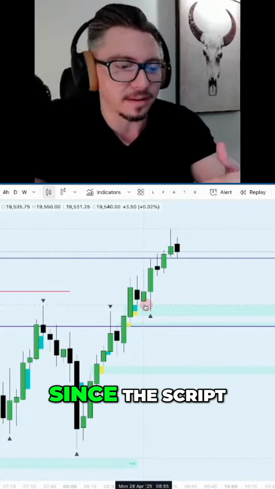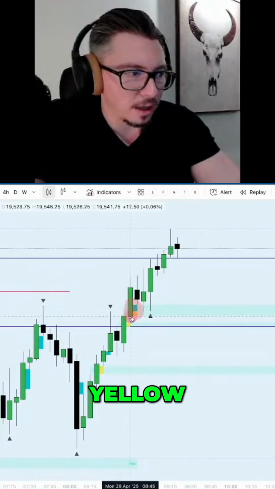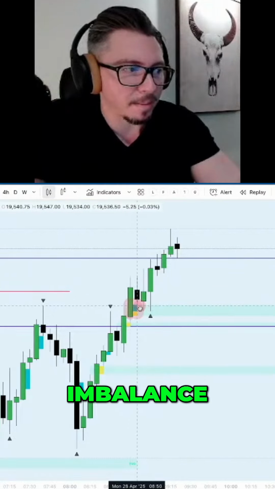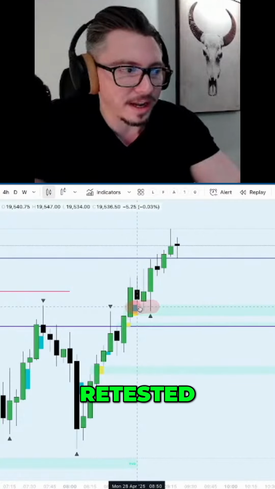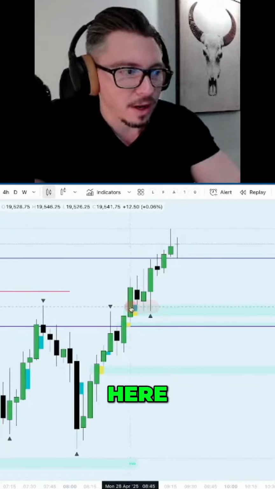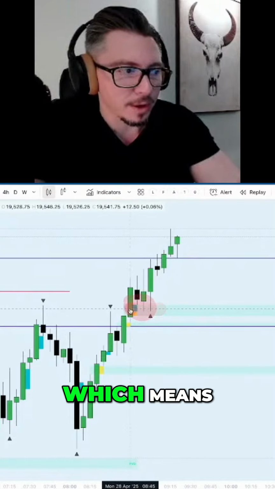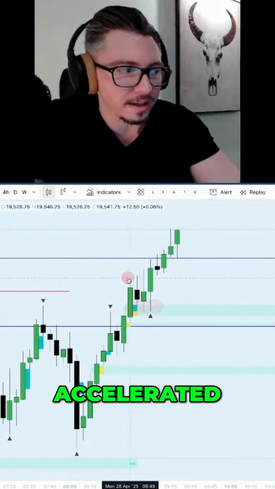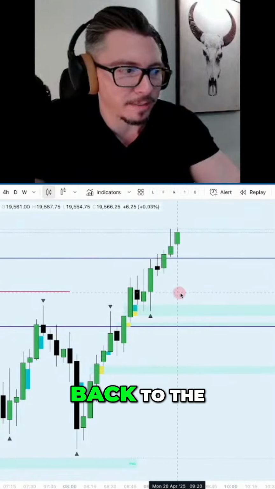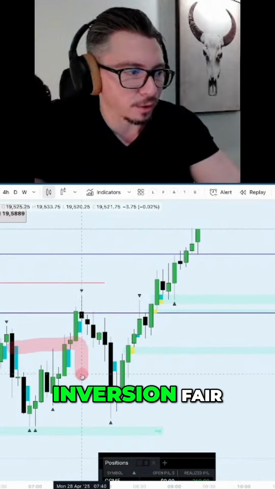I've always had it since the script existed, but basically this blue and yellow area here is a dynamic imbalance indicator. It shows me where the fair value gap has been retested. So for example, here there's a partial retest, so there's no rebalancing of the fair value gap, which means that this fair value gap has acted upon price. So it accelerated and then it rejected price back to the upside.